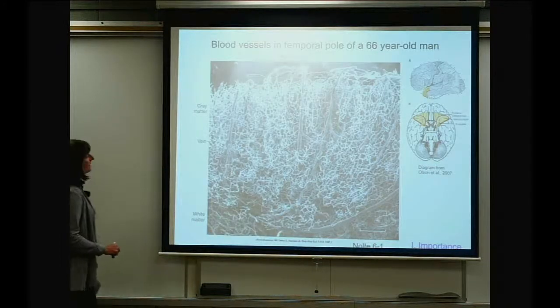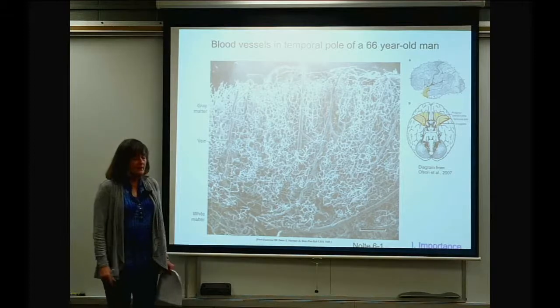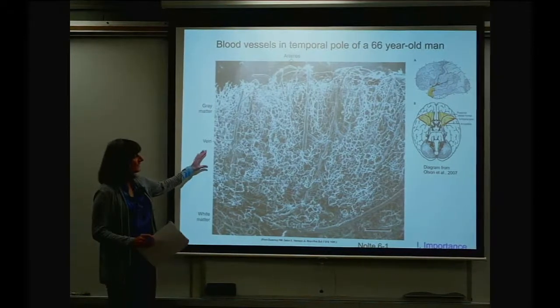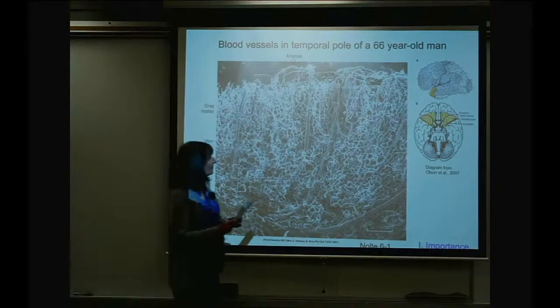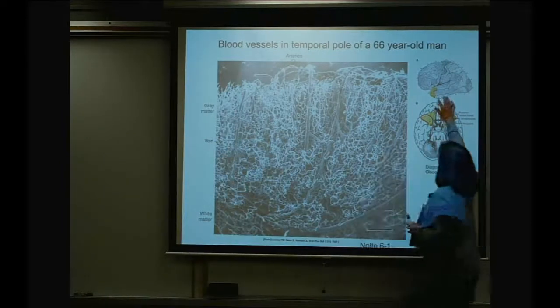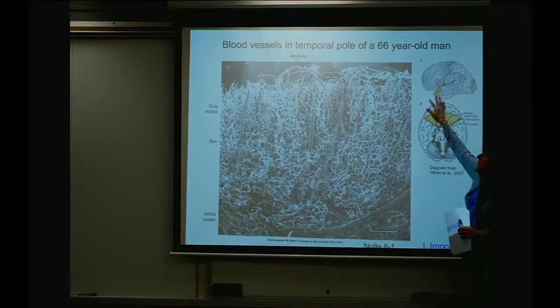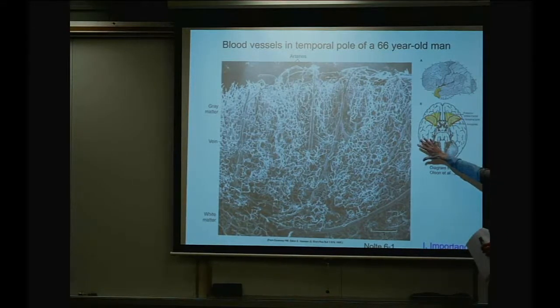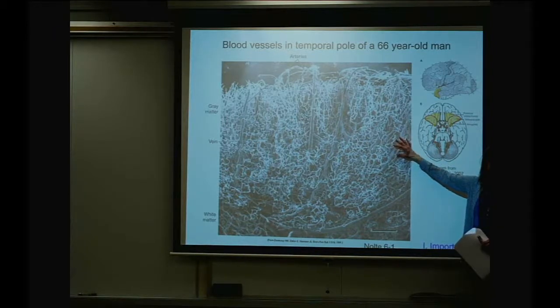This picture here shows blood vessels that were injected with plastic. This is from a brain of a 66-year-old man. And these blood vessels happen to be in the temporal pole, which is the most anterior region of the temporal lobe. So what I want you to take away from this is how dense this artery and vein vessel overall is in this area.